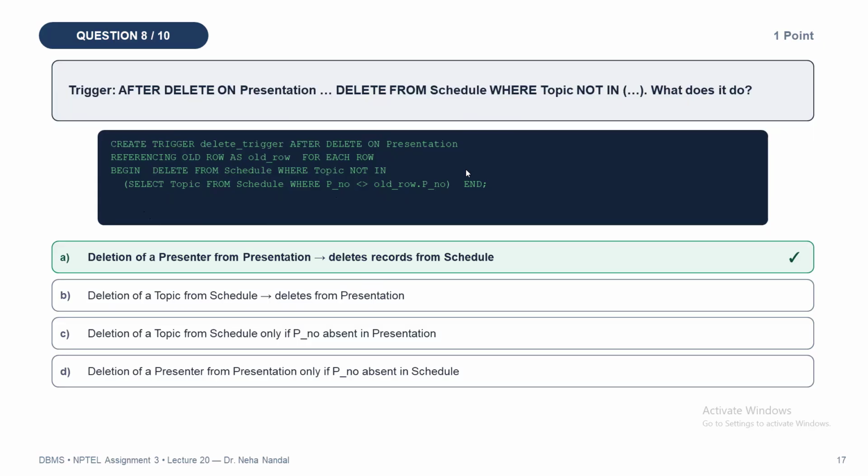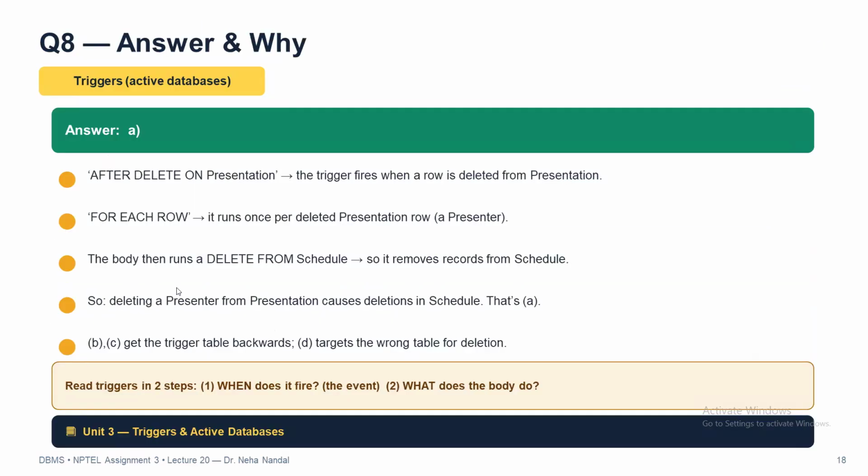So that is happening. Okay, so that is our correct answer. So that matches to only option number A. Deletion of a presenter from presentation deletes records from the schedule also. So that is only happening. No, here it is deleting from presentation, but it is deleting from schedule also. No, not C also, not D also. Only A is matching. So that is our answer. So delete from schedule, it removes records from schedule.